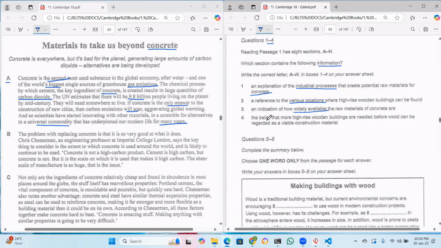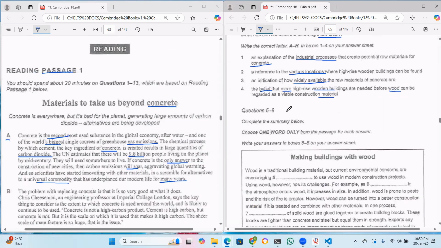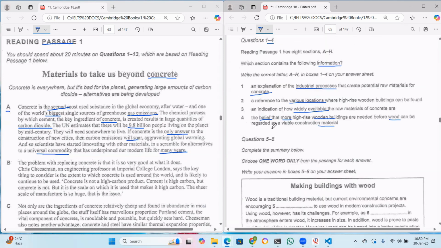Now, the belief that more high-rise wooden buildings are needed before wood can be regarded as a viable construction material. So he's talking about some belief system that more high-rise wooden buildings are needed before wood can be regarded as a viable construction material. So no, we didn't read anything related to this, right? Because we did not read about any high-rise wooden buildings or anything like that, right, guys? So even four is not matching.